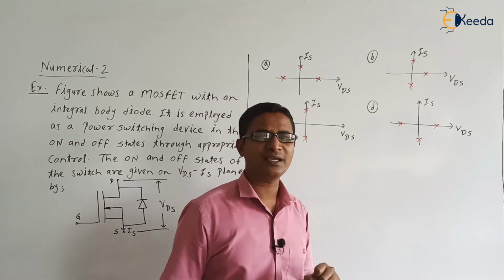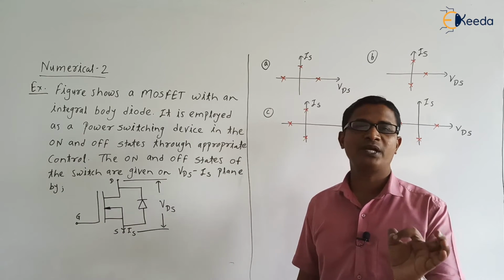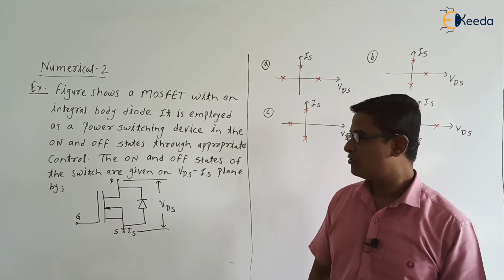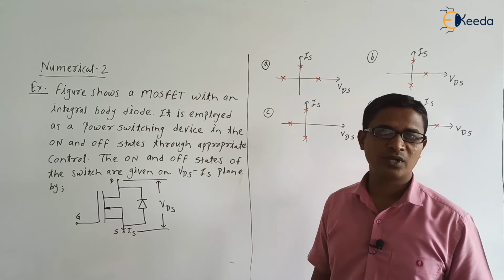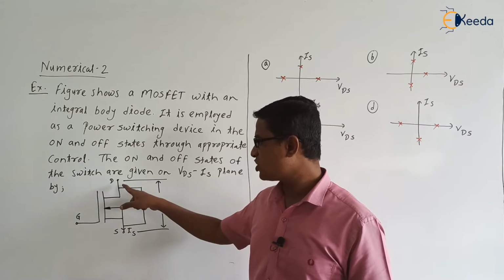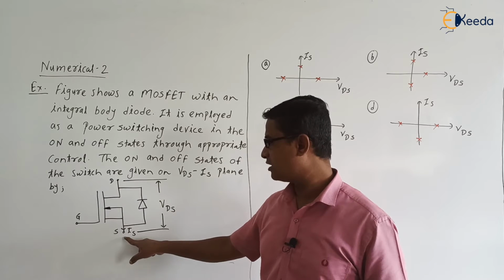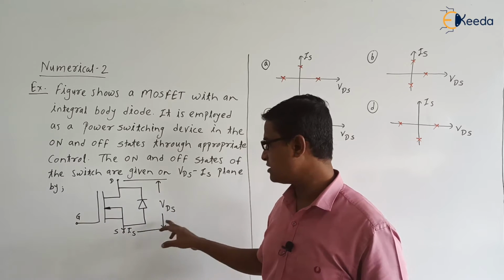So we need to identify the static operating points on the VI plane for this switch. Are you getting the point? Here VDS is the voltage across the device. IS means instead of ID they have given it as IS. Here current and here current both are same. So it is IS, here it is VDS.